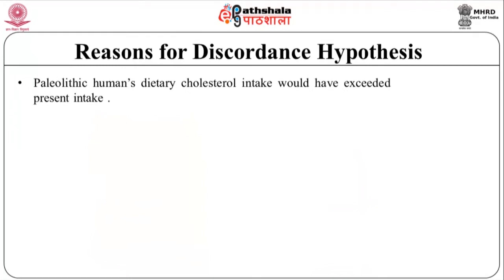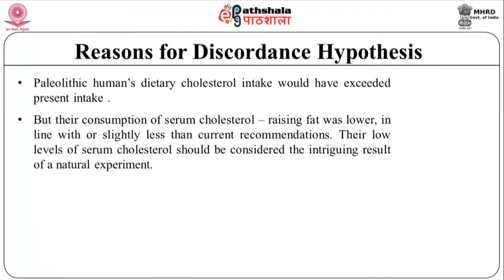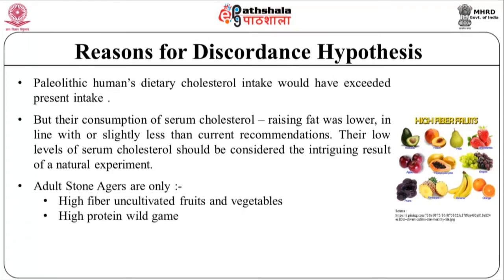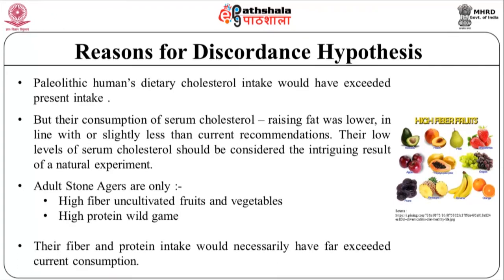Paleolithic humans' dietary cholesterol intake would have exceeded present intake, but their consumption of serum cholesterol-raising fat was lower, in line with or slightly less than current recommendations. Their low levels of serum cholesterol should be considered the intriguing result of a natural experiment. Because adult Stone Agers ate only high-fiber, uncultivated fruits and vegetables and high-protein wild game, their fiber and protein intake would necessarily have far exceeded current consumption.